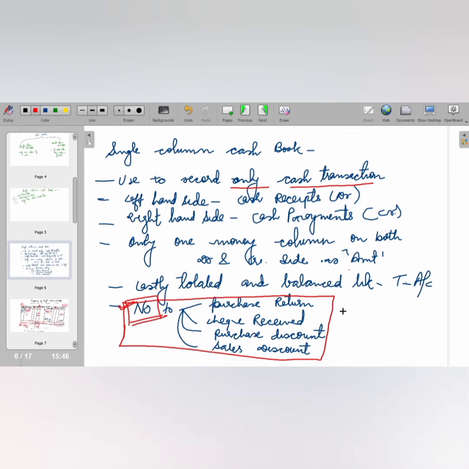And one more thing, credit purchase or credit sales will also not be recorded in the cash book, or you can say single column cash book. Fine. Hope it is very clear what a single column cash book is. Now we will understand this with the help of an example.